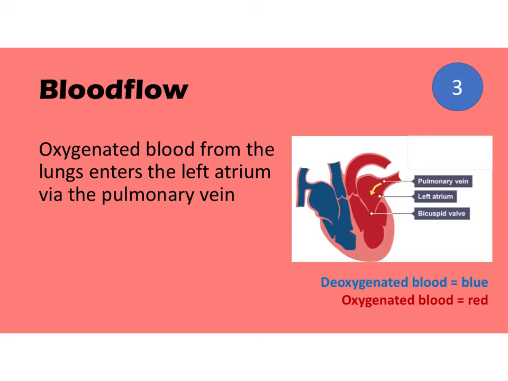And step 3 takes place when the blood comes back from the lungs. So it travels back in from the lungs through the pulmonary vein. It is now oxygenated, which is why that side of the heart looks red. So oxygenated blood from the lungs enters the left atrium, and it's via the pulmonary vein. So that's step 3.